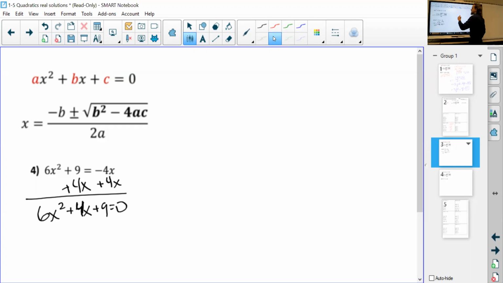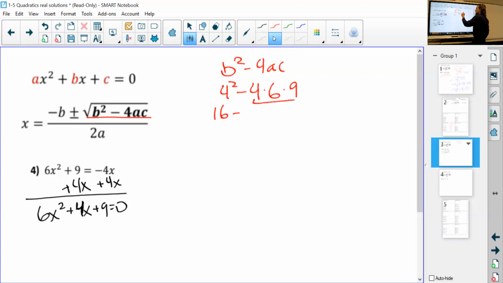Okay, and then same as yesterday, we're going to start with the discriminant part. So the b squared minus 4ac. We want to work that out first. So b is 4. So 4 squared minus 4 times a is 6, and c is 9. So 4 squared is 16, minus 4 times 6 times 9 is, according to my calculator, 216. And then when we subtract these, we get negative 200.